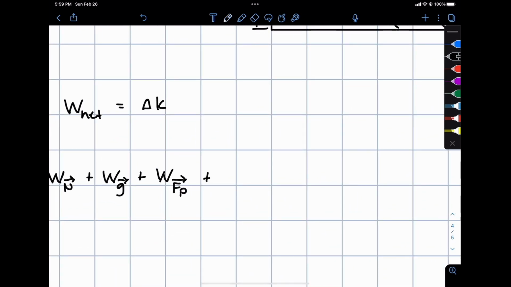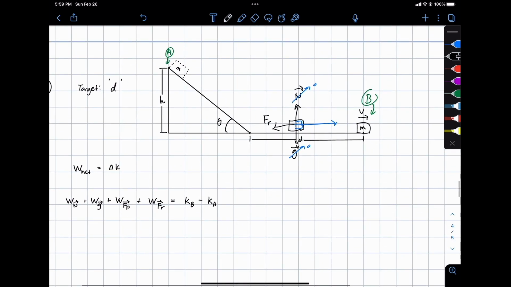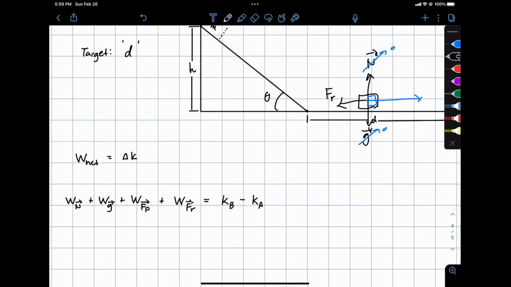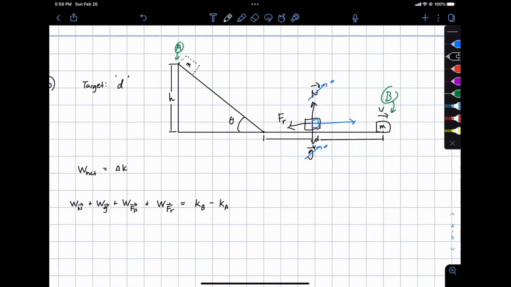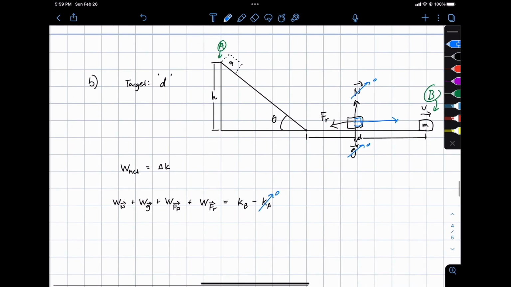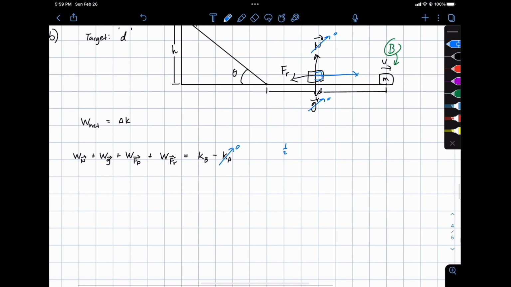So we just add work friction of the surface equals KB minus KA, where KB is down here and KA is up here. And we notice one thing, right? KA goes to 0. Let me put that in a different color. So KA goes to 0. Why? Because velocity at A is 0. So if you do 1/2 m VA squared, the whole thing goes to 0 because V is 0.